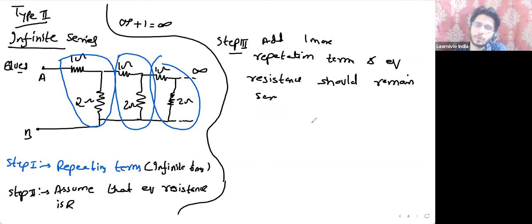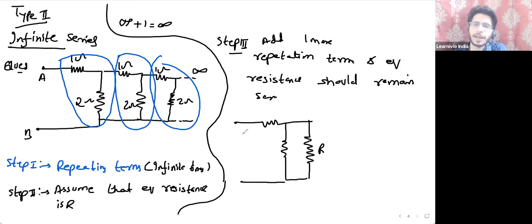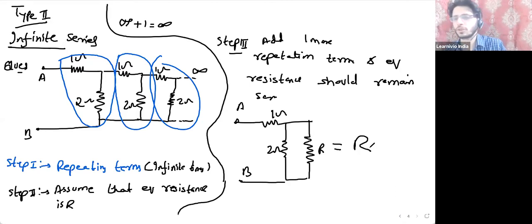So what we did, we assume that the total resistance of the circuit is R. I add one more repetition term, one more term which is repeating. And as we have concluded, it should not affect our circuit. Means even after adding this term, the equivalent resistance will remain R, because adding 1 to infinity does not change. Is it clear? After this, it's pure calculations. I add this repeating term into the circuit, and the resistance will not change, it will remain R as it is.